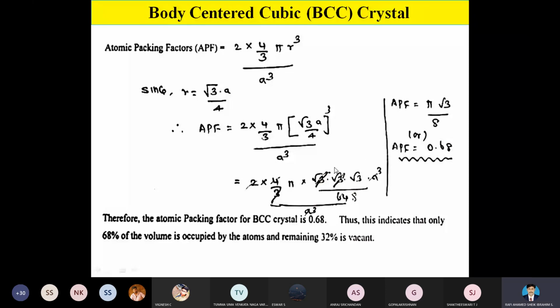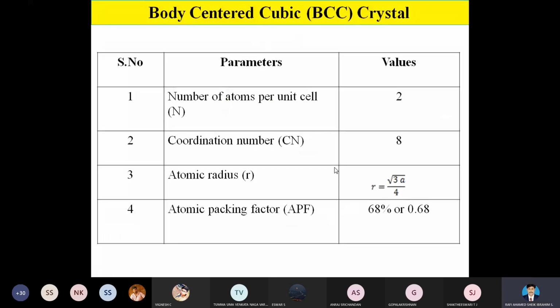So is it clear? Yes, sir. Yes, sir. After completing the parameters, you have to write the result like this.